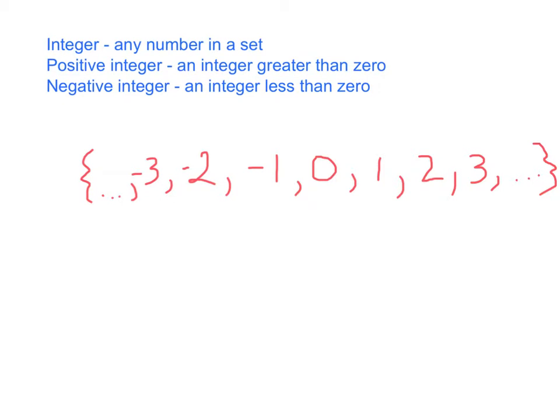A time when you might see negative integers like these would be in temperature. So in Minnesota in January, it might be 3 below 0. So it's colder than 0. It's actually less than 0.